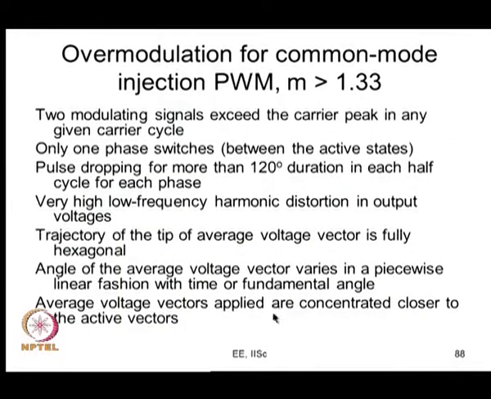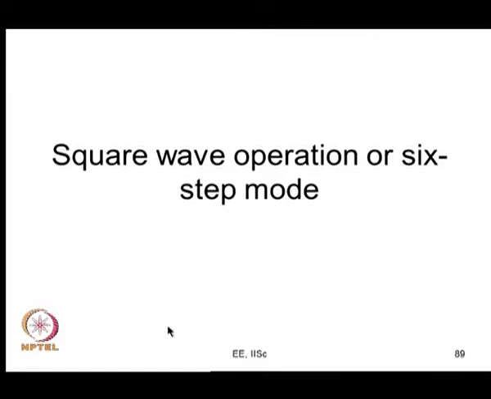So, here I have just tried to summarize that. It is pretty similar to what it was in sine triangle PWM when you look at m greater than 2, the same story here when you have m greater than 1.33. The trajectory of the tip of the vector is fully hexagonal, the angle varies in a piecewise linear fashion, and the average voltage vectors are concentrated closer to the active vector, that is, many of the average voltage vectors are along the active vector. That is a more precise statement.